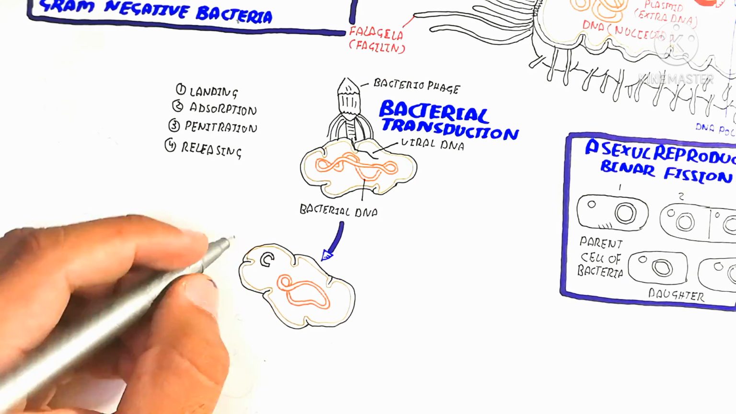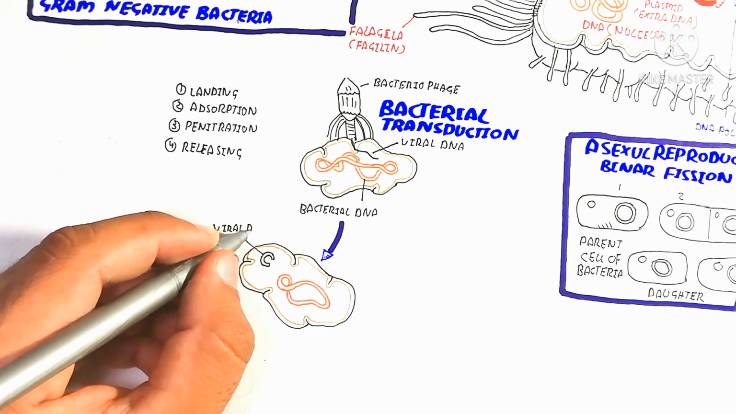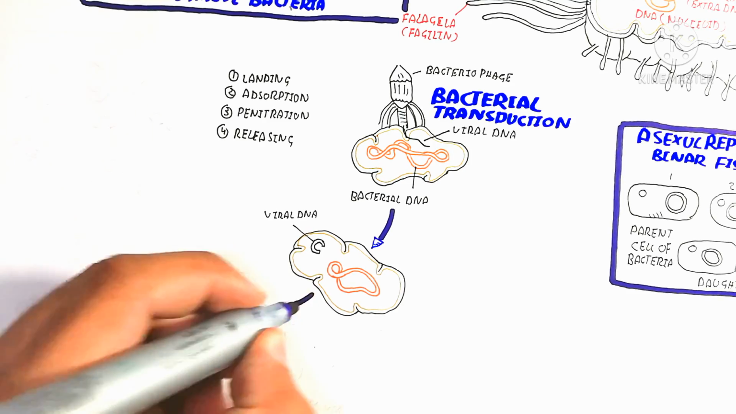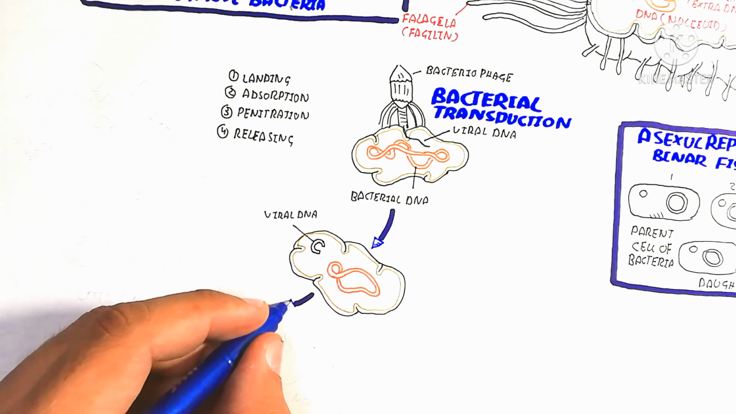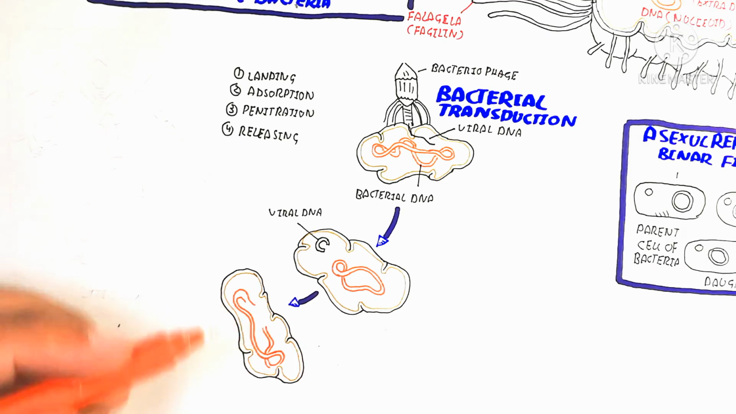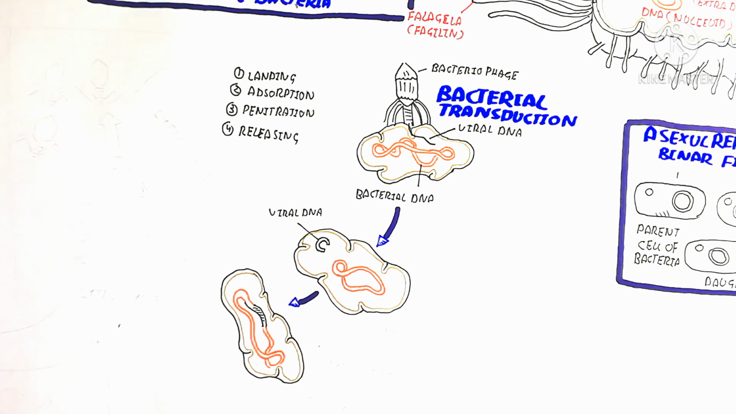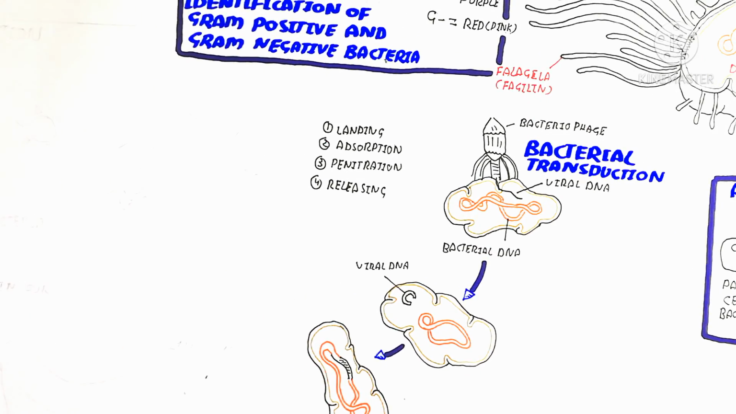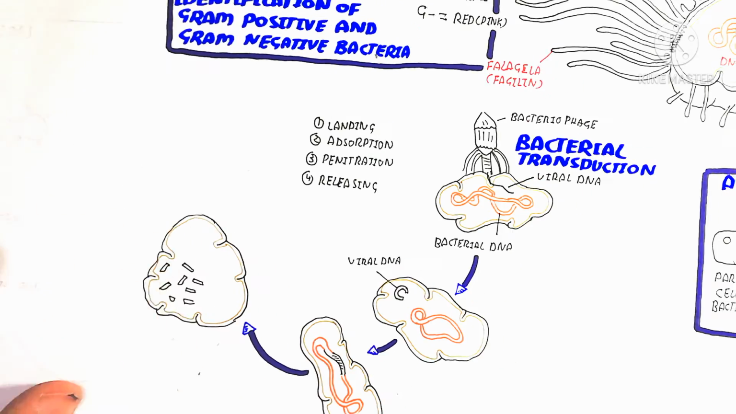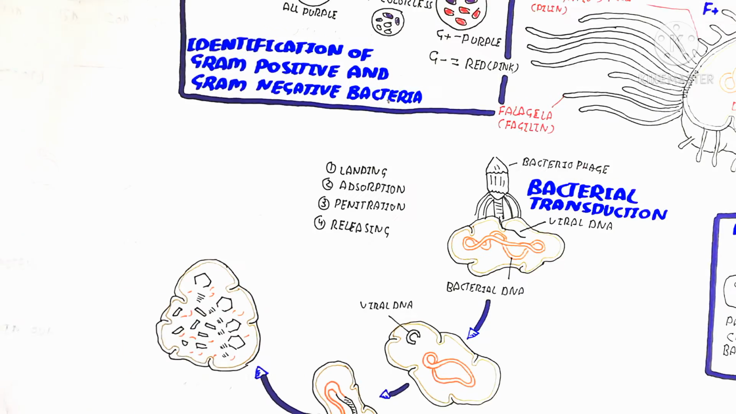So what will happen? This viral DNA will be inserted using the DNA ligase enzyme, and also the endonuclease, which cuts the DNA and attaches the foreign viral DNA with the bacterial DNA to produce this shape, and this is known as the recombinant bacteria.